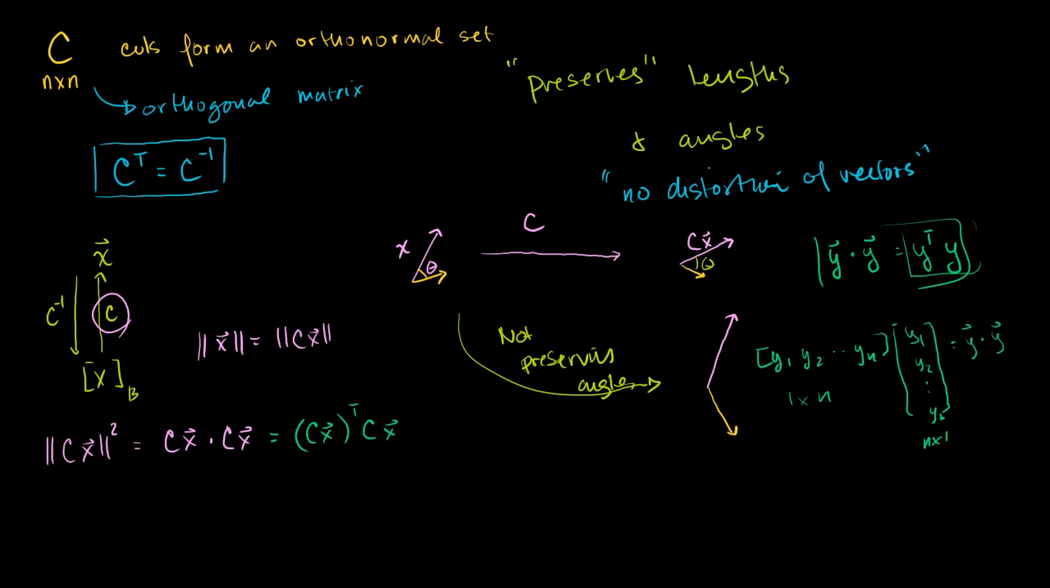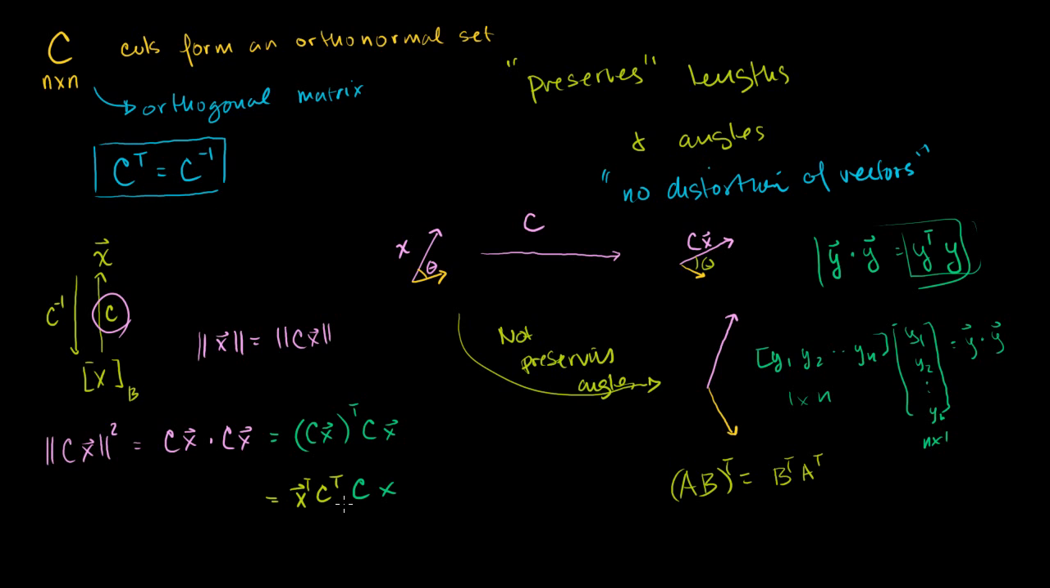Now, we also know that A times B transpose is the same thing as B transpose A transpose. We saw that a long time ago. So this thing right here is going to be equal to X transpose C transpose. I just switch their order and take the transpose of each. X transpose times C transpose, and then you have that times Cx. And now we know that C transpose is the same thing as C inverse.